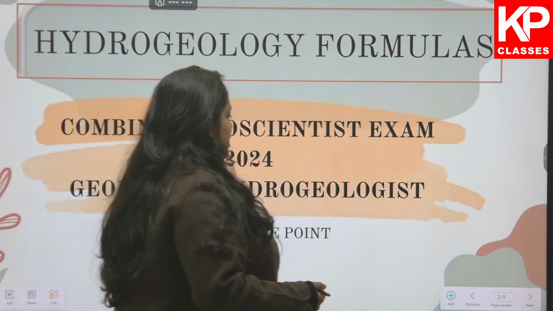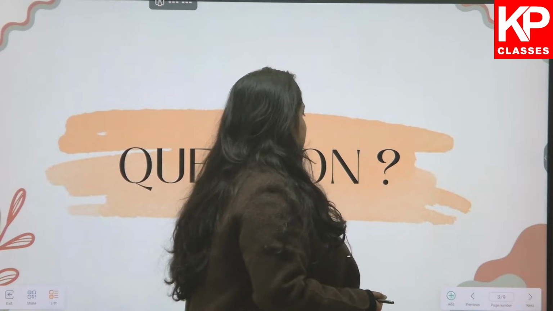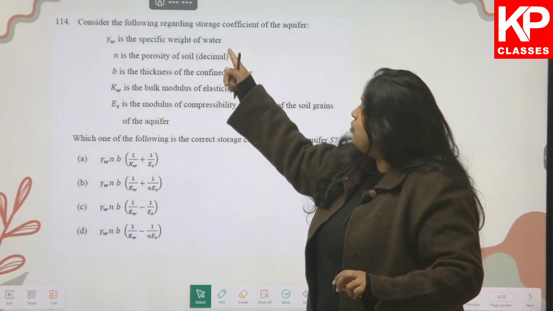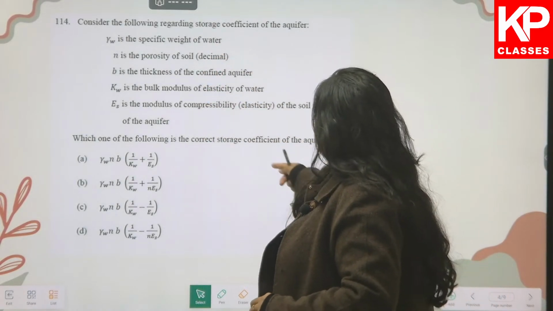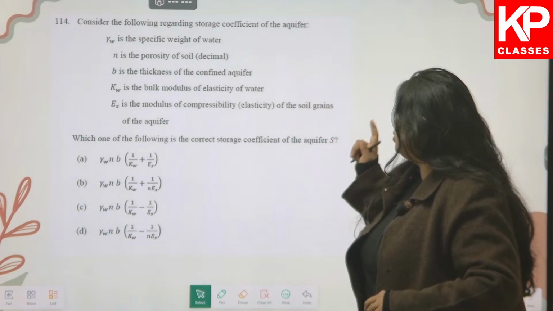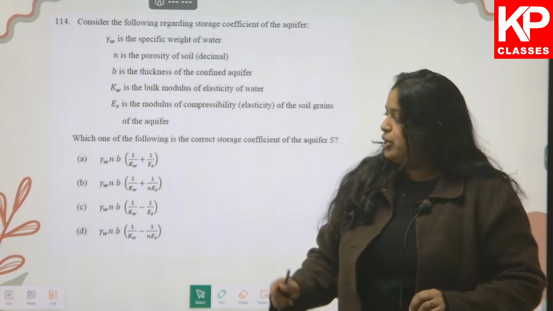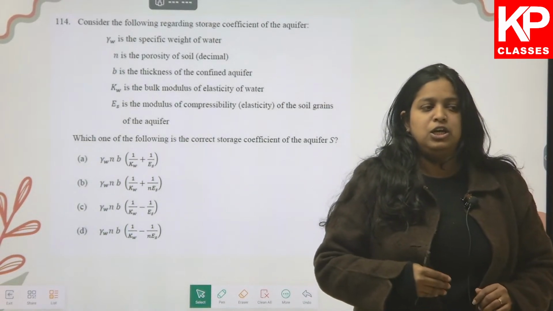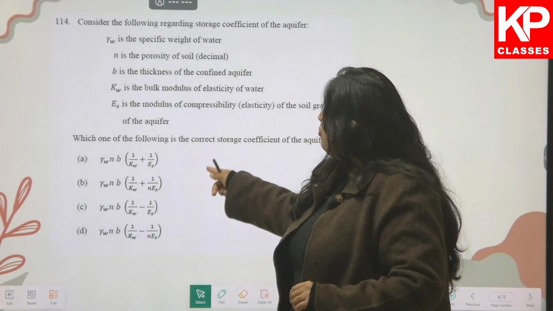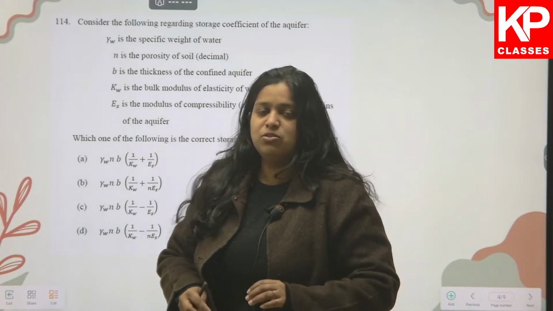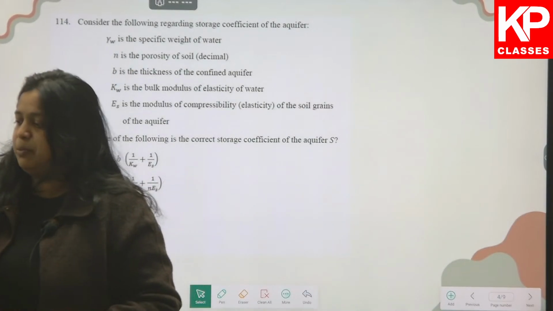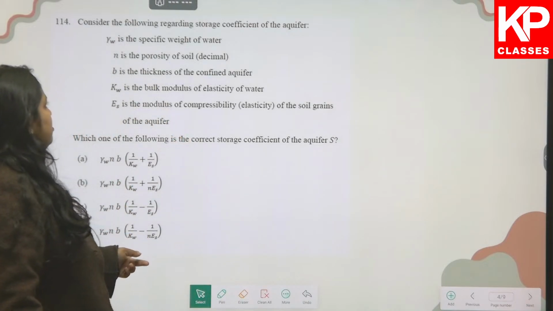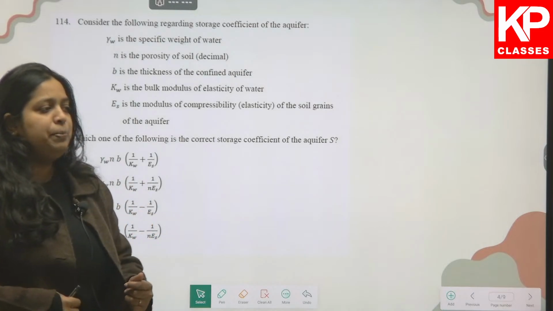The importance is that there are questions where they will give you a set of details, and ask which of the following is the correct storage coefficient of an aquifer. If you don't know the basic equation of storage coefficient, storativity, you will not be able to answer these kinds of questions. This is a very common question in the UPSC paper. Every year there will be 2-3 questions from these sections where they ask for a particular equation.